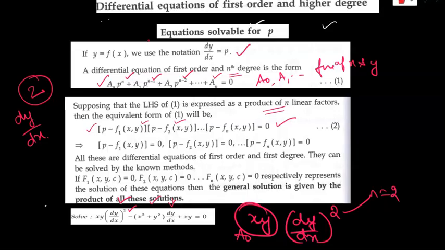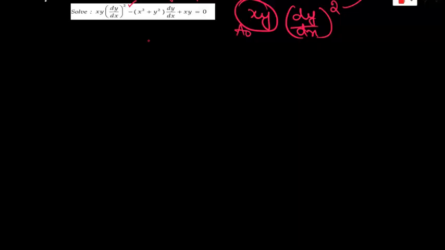Once I factorize it, this has become smaller differential equations of first order and first degree, and we already know how to solve a first order first degree equation: variable separable, exact, linear, and all these processes are there. Each first order first degree equation we will solve, and the product of such solutions will give you the general solution. For the first term, this is the solution; for the second term, this is the solution; and hence the general solution is given by the product of all these solutions.